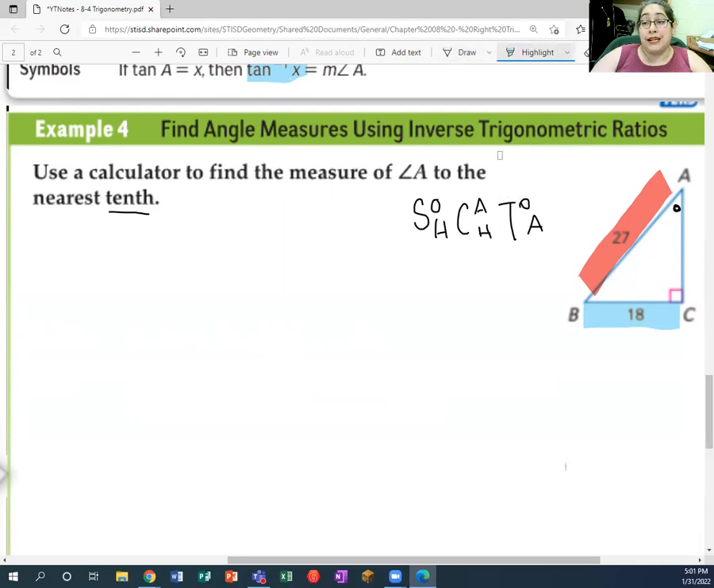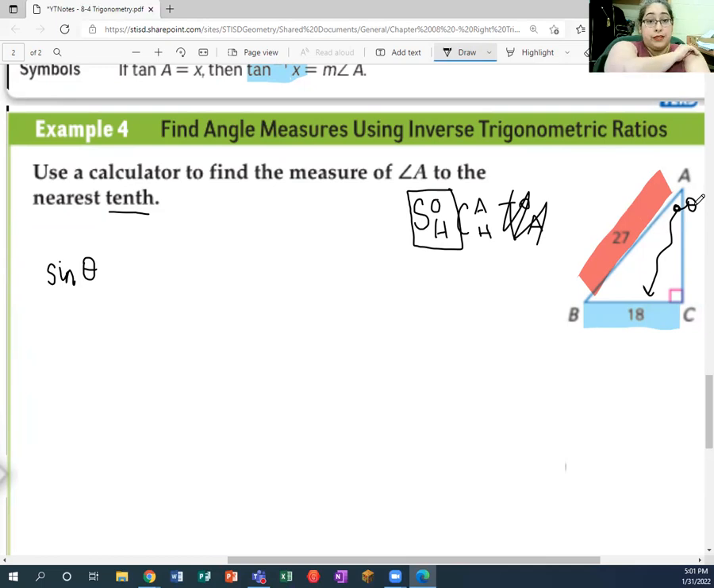That means that the tangent is out because tangent does not use hypotenuse. I've also been given the side opposite the angle, and sine is the only ratio left that uses the opposite and the hypotenuse. So I'm going to write down that the sine of angle A, and I'm going to replace that angle A with theta. You remember our little variable for the symbol of angle measures was theta. So sine theta, that is the sine of angle A, is equal to 18 divided by 27.